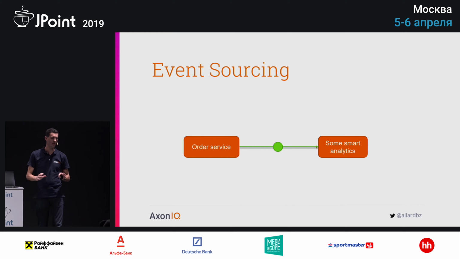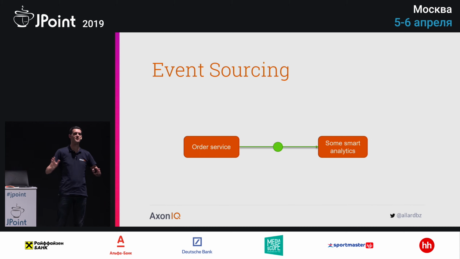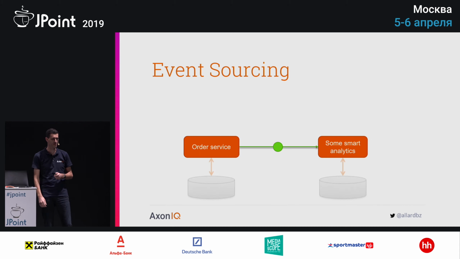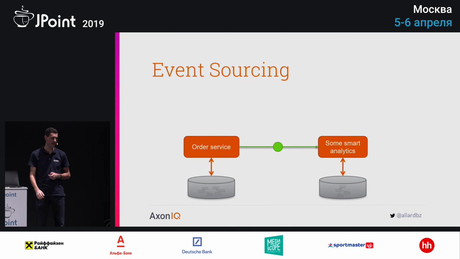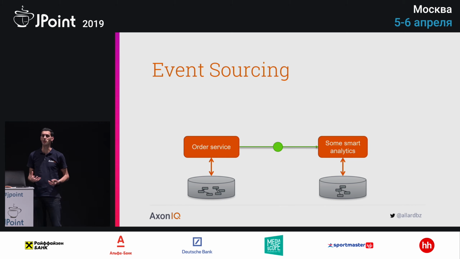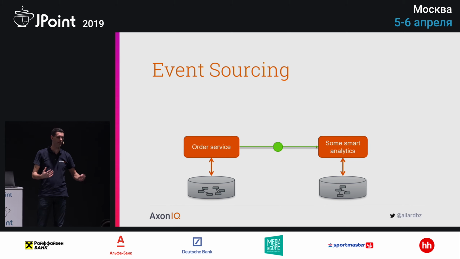So if we look at how that works, imagine you have two services, right? An order service and some service that does some smart stuff with whatever happens in our system. And each service would have its own data store, where it can persist its own data. And they would have their own models, right? Either data models or domain models or whatever kind of model you would have.